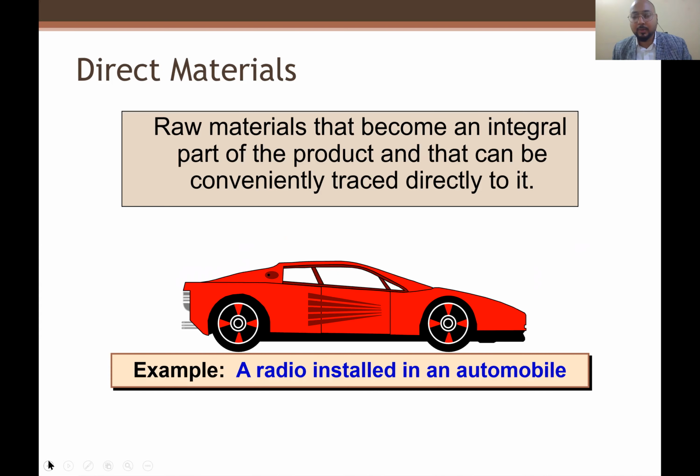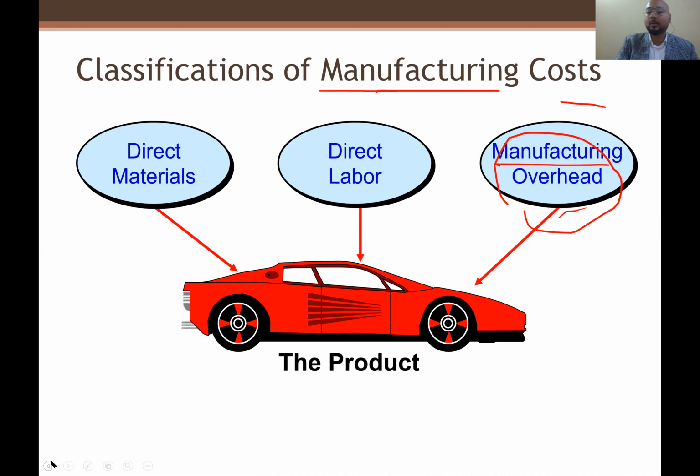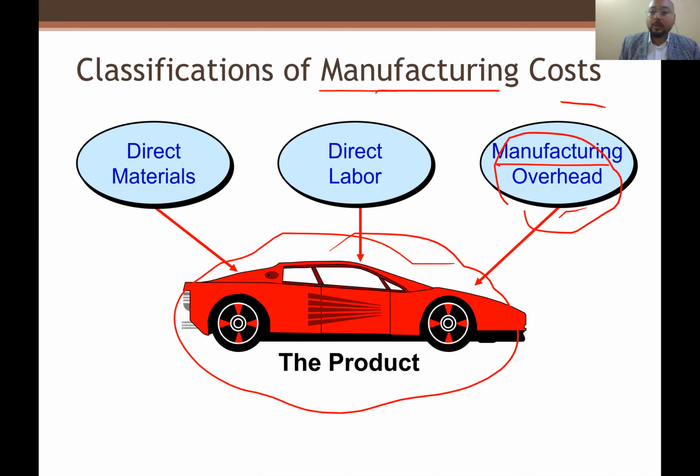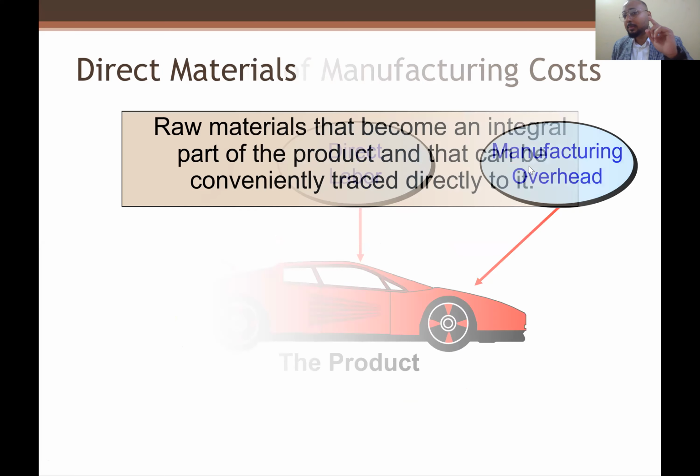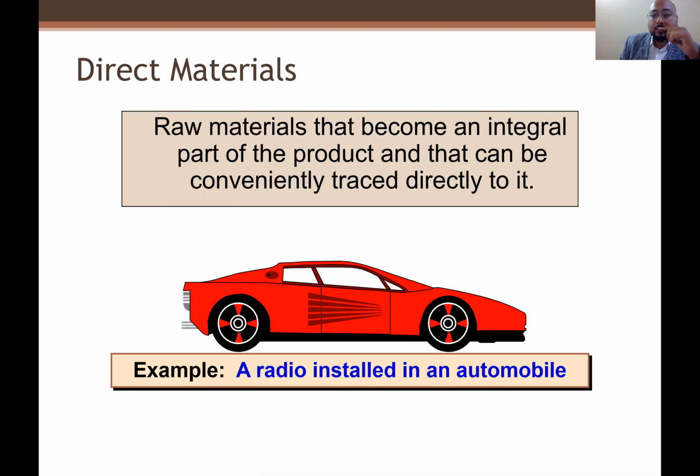So you see here, we have a product, which is the car. In this case, what is the manufacturing cost? Number 1, direct material. Whenever you see the word direct in any cost, it means that cost you can easily calculate. You don't have to go through extensive mathematical calculation. It's just easy, right? The key point is conveniently and easily traced.